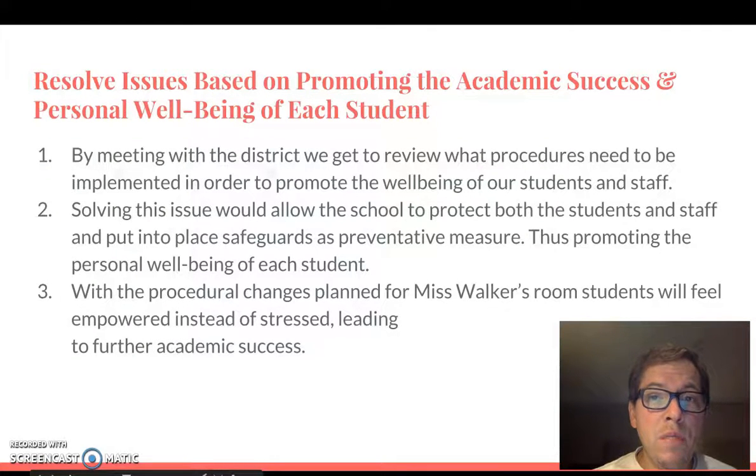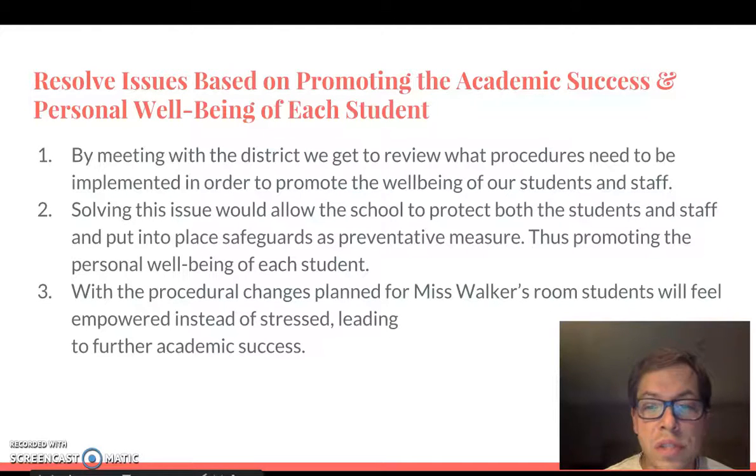Resolving the issues based on promoting academic success and personal well-being of each student. This is critical for a building leader. First, by meeting with the district, we get to review what procedures need to be implemented, and by doing this, we promote the well-being of our students and staff. Number two, solving this issue would allow the school to protect both the students and staff and put into place safeguards as preventative measures, thus again promoting the well-being of each student.